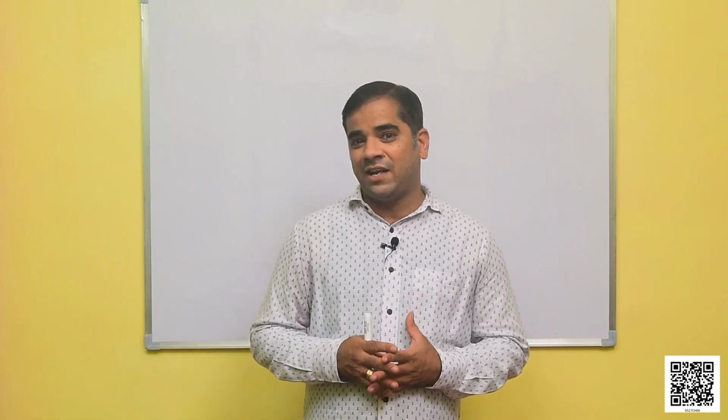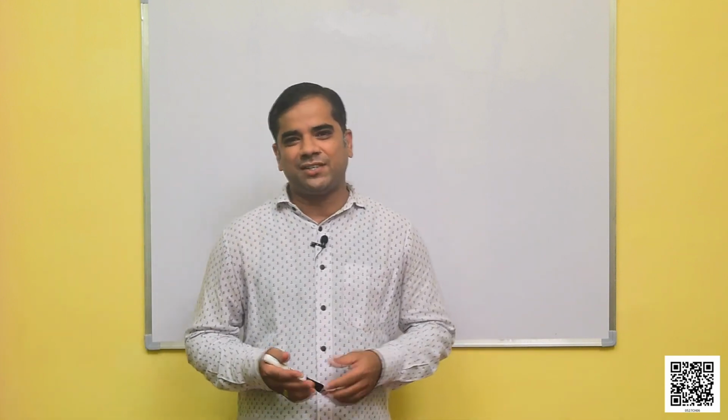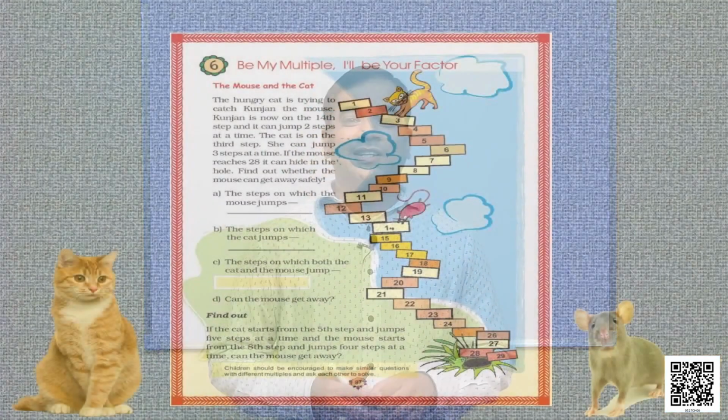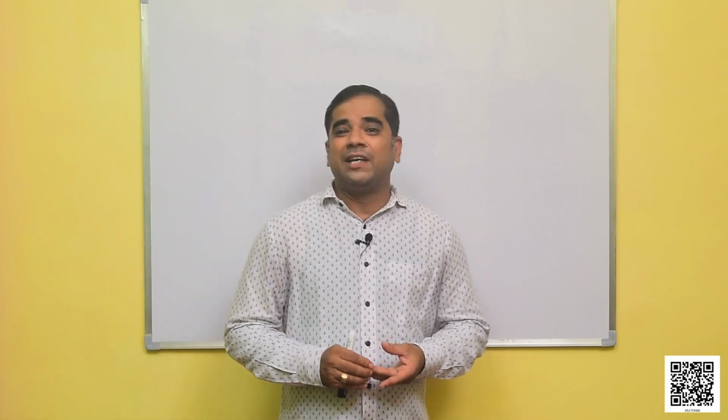Okay? So let's connect the concepts with the chapter Be My Multiple, I'll Be Your Factor from the book Mathemagic, and that is your chapter 6. It contains many stories, and the first story is the mouse and the cat. Have you gone through the story? I hope so. So what's happening over there? Was the cat able to catch the mouse?